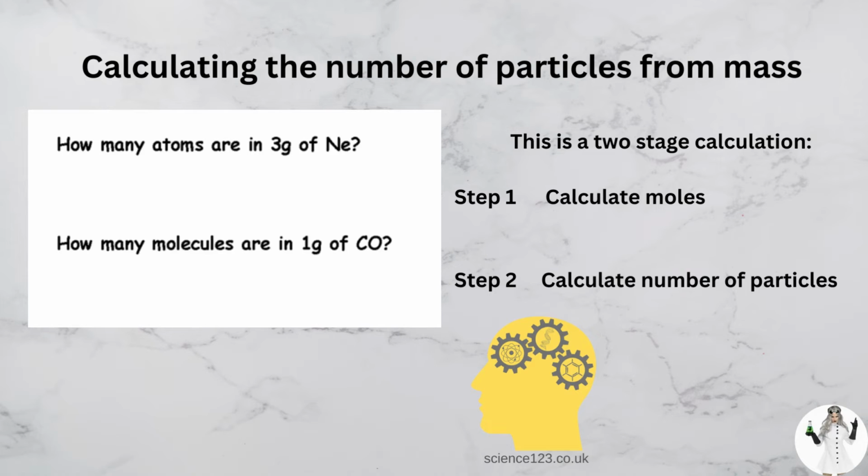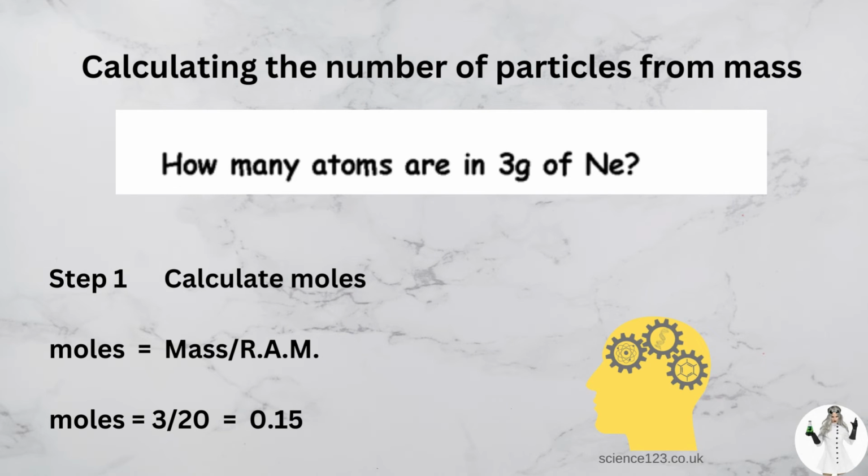So, thinking logically again, if we need the number of particles, we need to know the number of moles. We haven't been given that, therefore we need to convert the mass that has been given into moles first. So in this example, to find the number of atoms in 3 grams of neon, we first need to calculate the number of moles, which is the mass of 3 grams, divided by the relative atomic mass of neon, because neon is made of individual atoms.